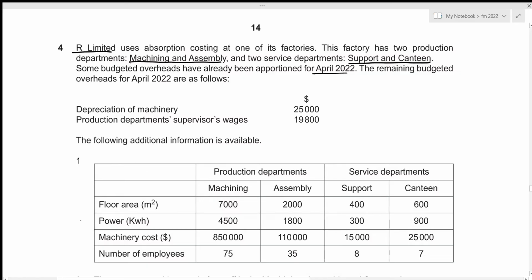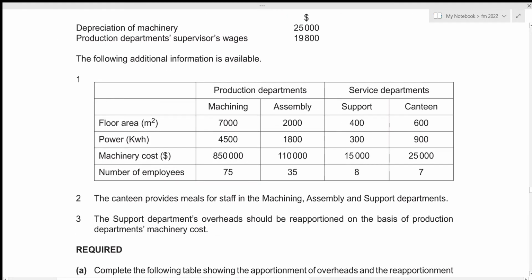So we are given the floor area, power, machinery cost and number of employees for each of the 4 departments. And we are told that the canteen provides meals for staff in the machining, assembly, and support departments. So this basically indicates that the overhead for canteen should be apportioned towards the remaining 3 departments on the basis of staff, since the canteen is providing meals for staff in the 3 departments, right? So the basis of apportionment for canteen overheads would be the number of employees in these 3 departments, machining, assembly, and support. And we are told that the support department's overhead should be reapportioned on the basis of production department's machinery cost. So that would be right here.